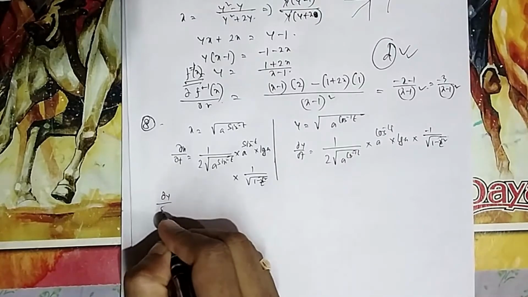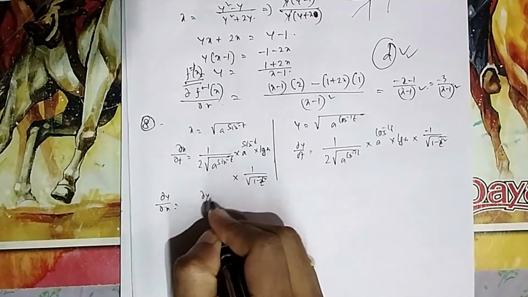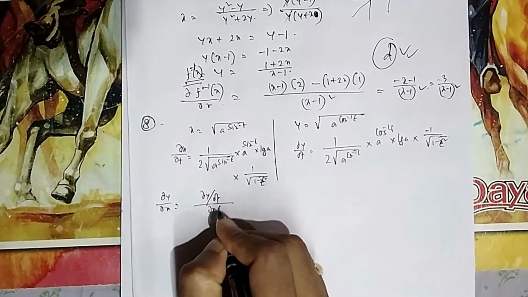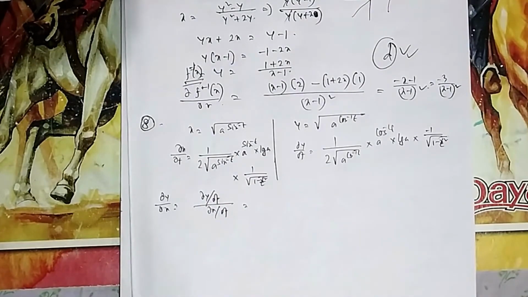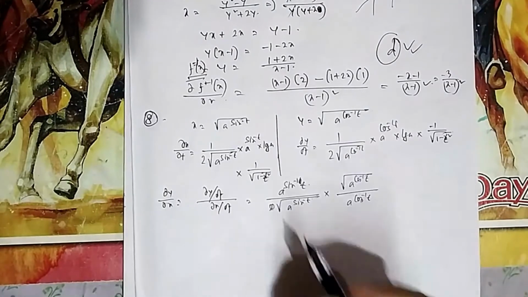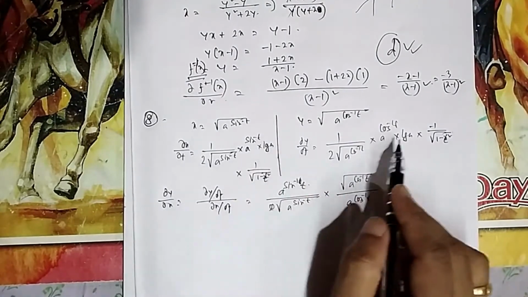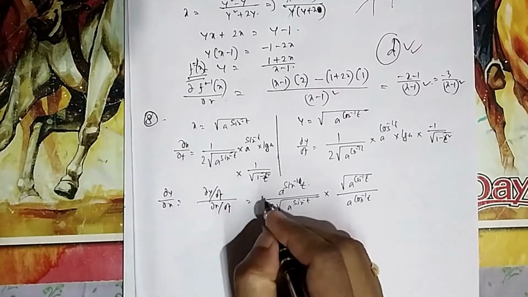So therefore dy dx will be equal to dy dt divided by dx dt. So if you divide this one, log a will get cancelled. So ultimately you will get it. So if you divide these two, log a and 1 by under root 1 minus t square, these will get cancelled.